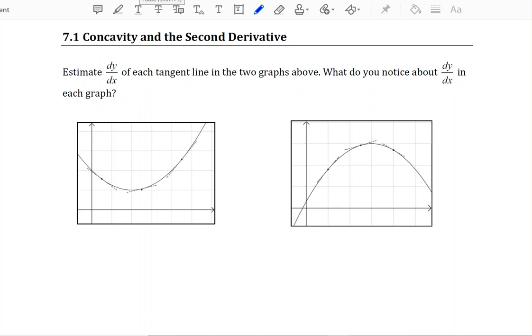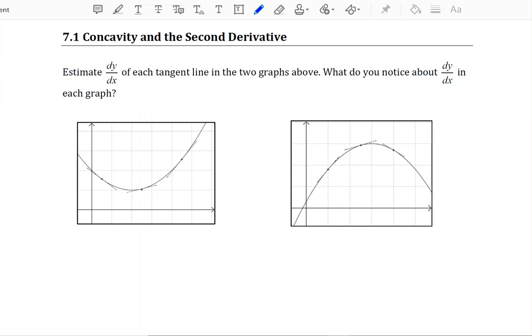In this video, I'm going to introduce the concept of concavity and talk about the second derivative and its relation to the shape of functions. Take a moment to pause the video and read and try and answer the question given here.